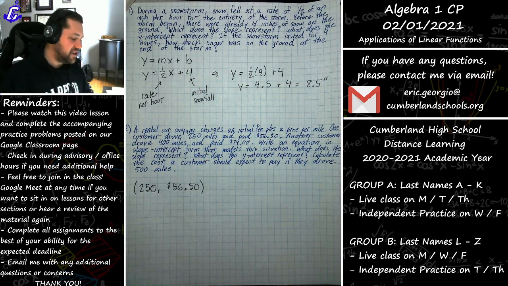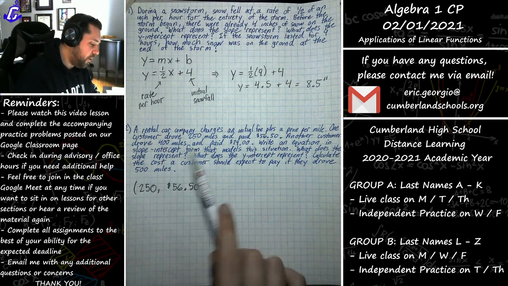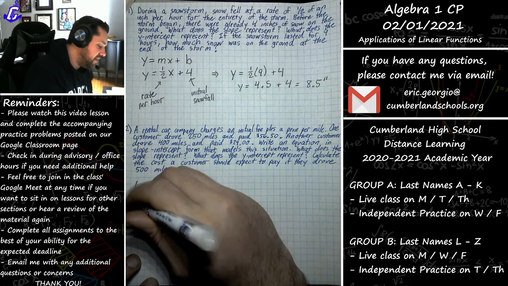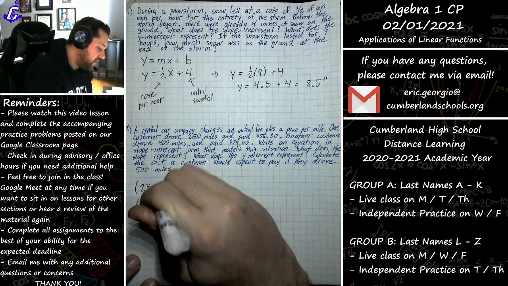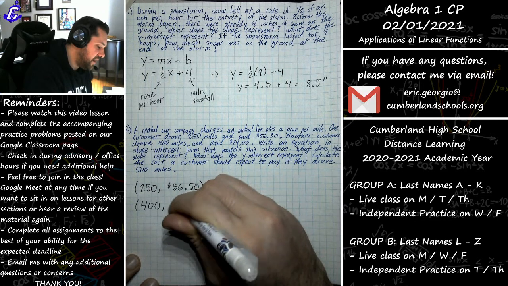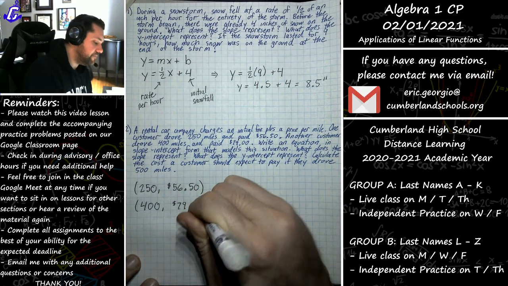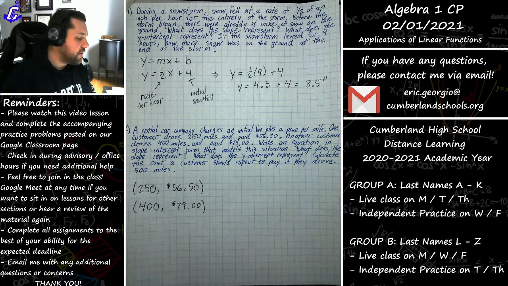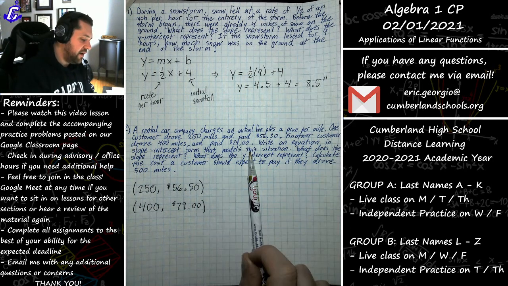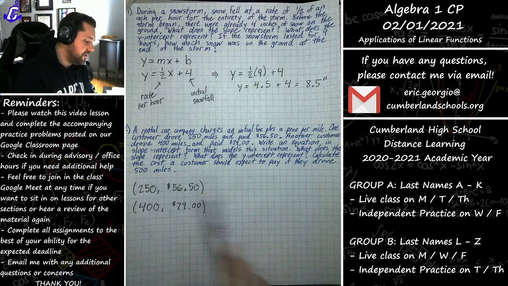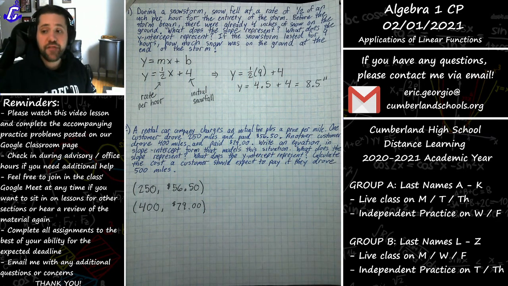Second pair of information coming up. Another customer drove 400 miles and paid $79. Drove 400 miles, paid $79. Write an equation in slope-intercept form that models the situation, and all the same things as up here. What does the slope represent? What does the y-intercept represent? And calculate the cost a customer should expect to pay if they drove 500 miles.